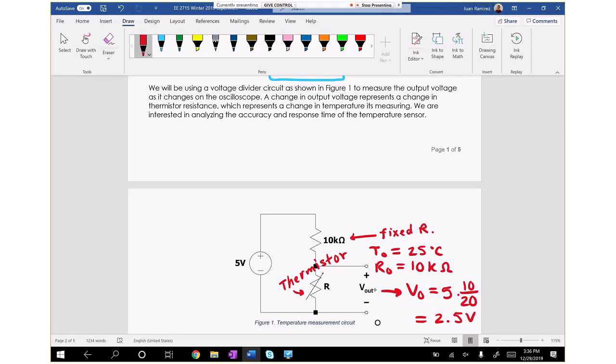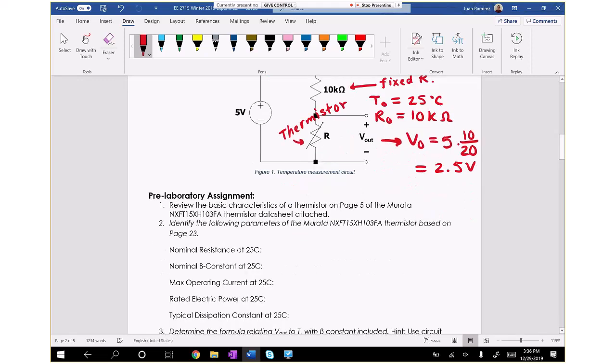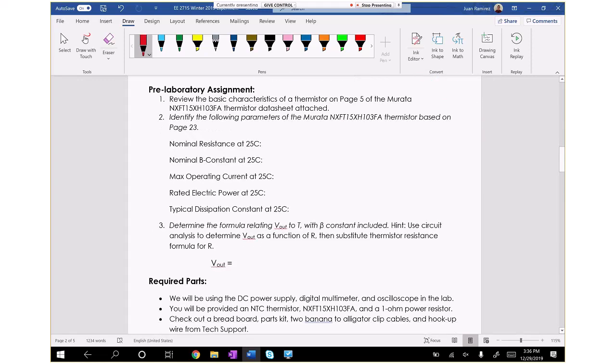However, if the resistance of the thermistor changes, then V out will change as well. So that gets us into the first part of the lab. First part of the lab, or rather the pre-lab, is to start becoming familiar with the data sheet of the thermistor we'll be using. So we'll be using this thermistor part here, Murata NXFT15XH103FA. The thermistor data sheet is attached in Blackboard. So pull it up, check out page 5, that covers some of the basic characteristics of a thermistor. So just good information to have.